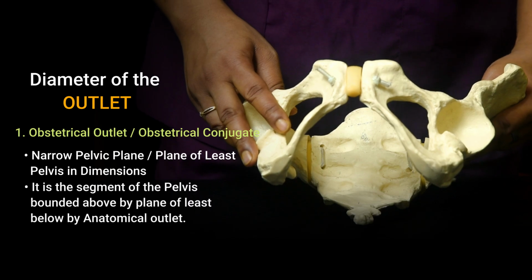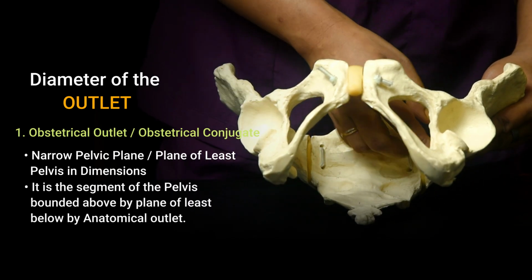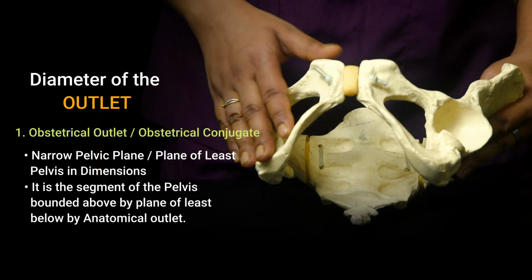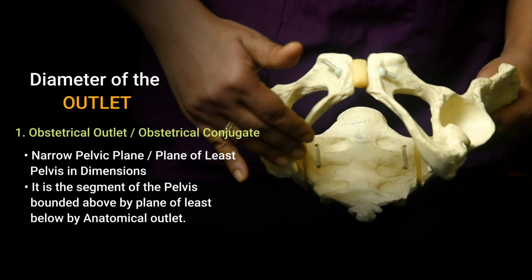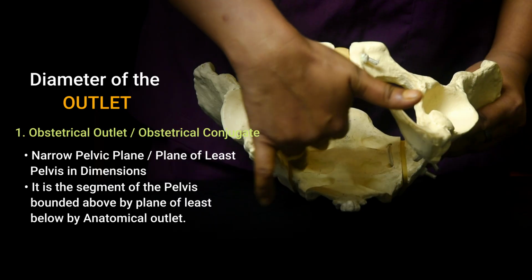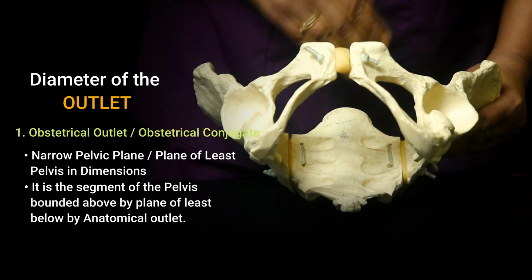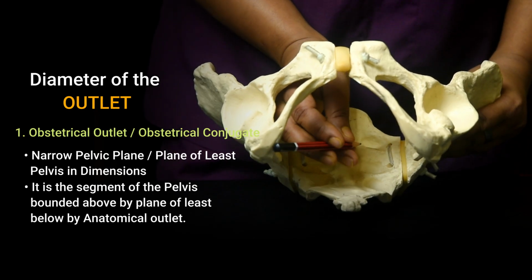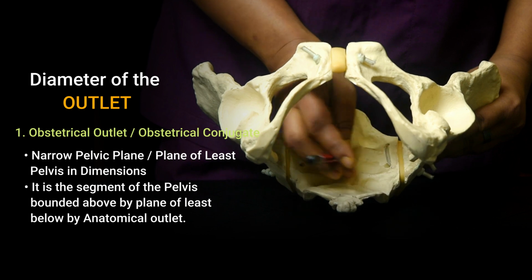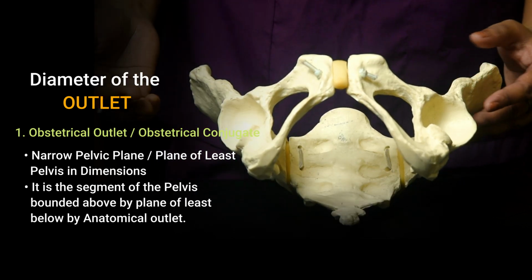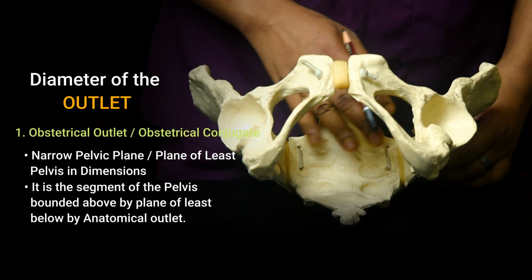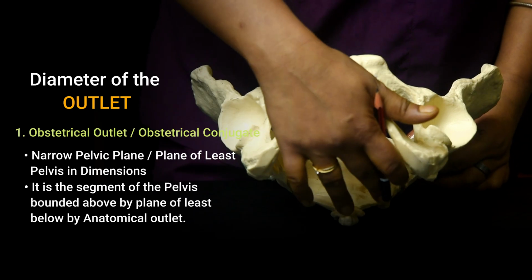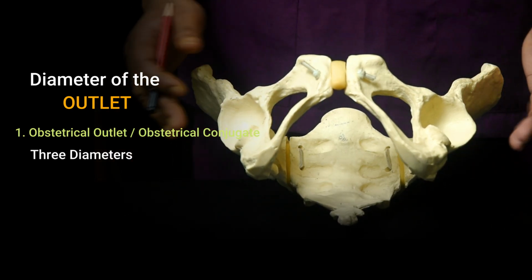Okay. So it is the segment of the pelvis bounded above by the plane of least pelvic dimensions and below by the anatomical outlet. I have already discussed the anatomical outlet, the boundaries of the anatomical outlet, that is the lower points of every bony part, with the sacrotuberous ligament. So this is the anatomical outlet from sacrum to the ischial tuberosity. So there are two ligaments. This is the anatomical outlet here. So how can you measure the obstetrical outlet? With the help of the anatomical outlet. Above it is bounded by the plane of least pelvic dimensions and below by the anatomical outlet. There are three dimensions in the obstetrical outlet or the obstetrical conjugate.